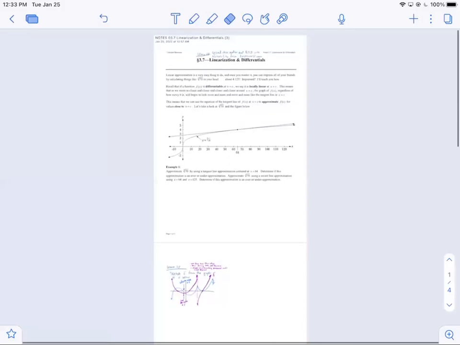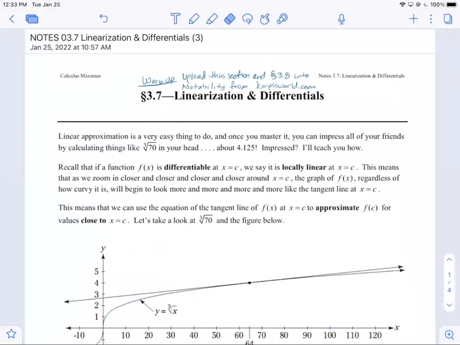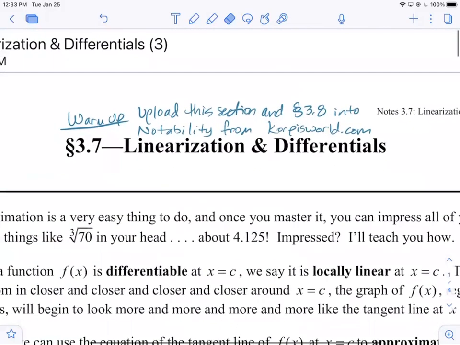All right, now what I want you to do is download 3.7, linearization and differentials. All right, and you got to get it from Corpy's World, because I haven't put it on Canvas yet. So this will kind of give us a nice break between the 2 word problem sections.